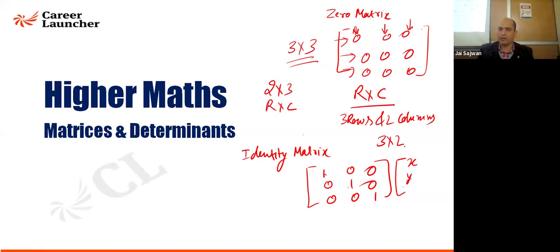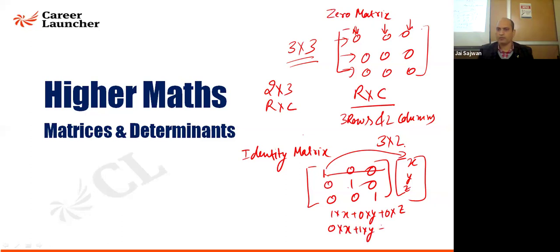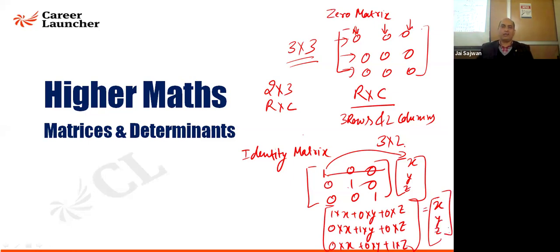If you multiply it, listen carefully. I'll multiply this row with this column. This is the process: a row multiplies with a column. The first term 1 multiplies with x, second 0 multiplies with y, third 0 multiplies with z. Then it is 1 into x plus 0 into y plus 0 into z, 0 into x plus 1 into y plus 0 into z, and 0 into x plus 0 into y plus 1 into z. If I look at this, this comes out to be x, y, z. Do you understand what I'm saying? So in an identity matrix, only the diagonal terms are 1 and the rest of the values are equal to 0.